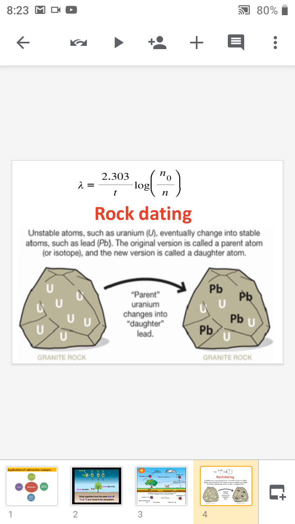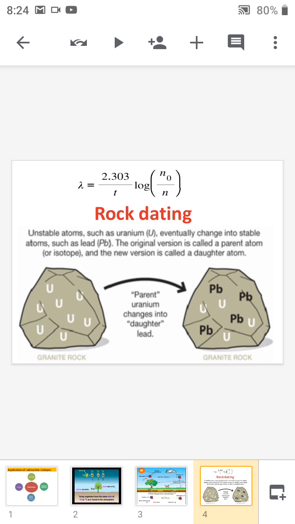It is 5716 years, and we can find out the T. N0 is the C14 of the fresh sample, and N is the radioactivity of the C14 of the archaeological sample. So if we substitute the values, we can find out the T, that means the age of the sample. Thus we can find out the ages of the archaeological sample.